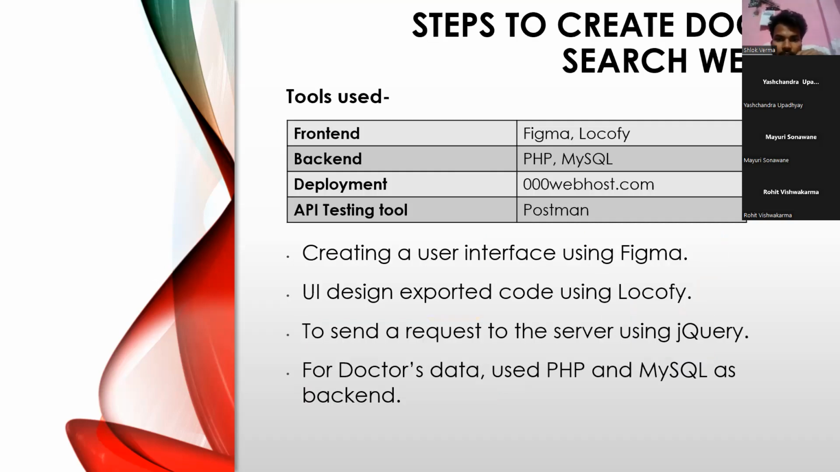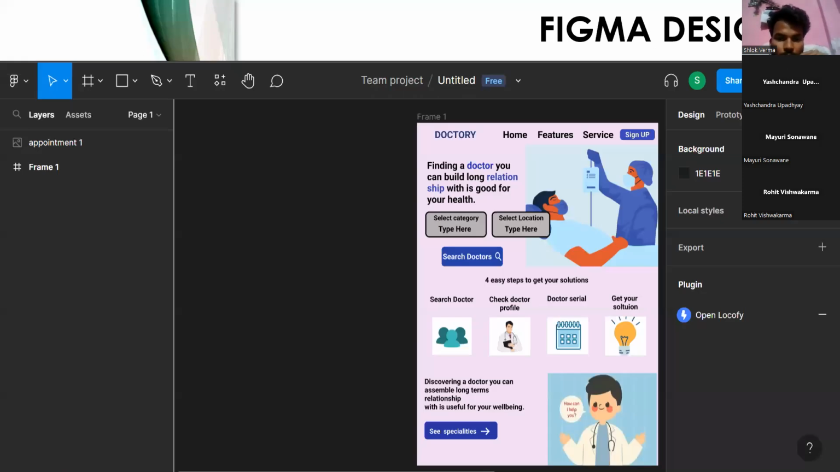Now we will see the steps to create the doctor search website. First, I have used these tools: for the front end, I have used Figma and Locofy, and for the back end, I have used PHP, MySQL, 000webhost, and Postman, etc. Firstly, I created a design using the Figma tool. It is a tool where we can design our website. We can also design using code like HTML and CSS, but it takes too much time. That's why we use the Figma tool.